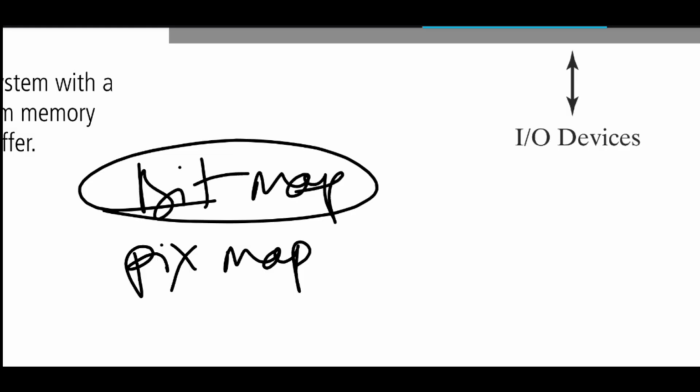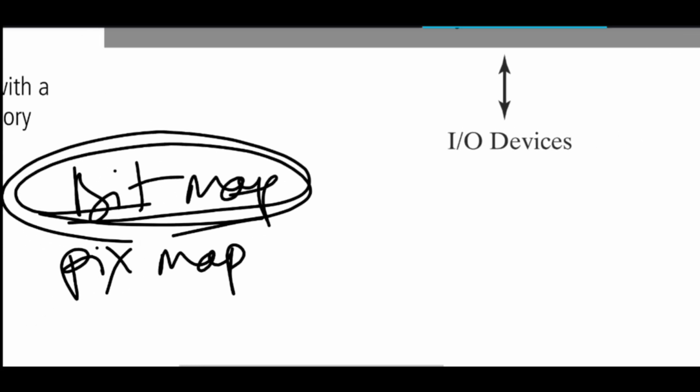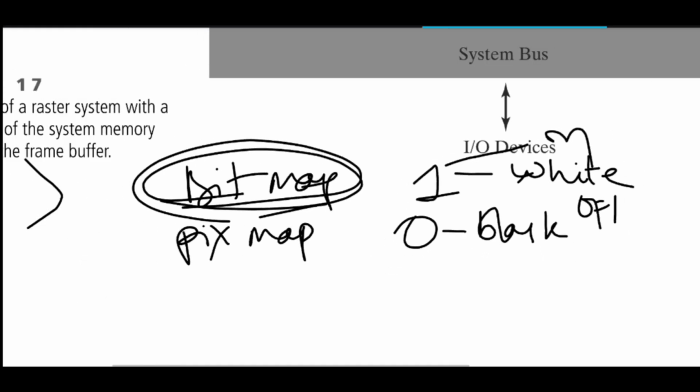What is a bitmap? A bitmap is a practical implementation inside the frame buffer. It only stores 1 bit per pixel, like a black and white display. If the bit is 1, the pixel is on, meaning brightness or white. If the pixel value is 0, then it is black, meaning off. So 1 means on, 0 means off.